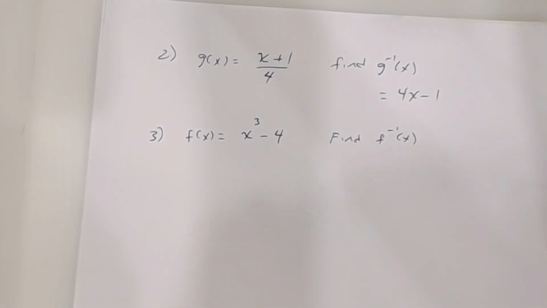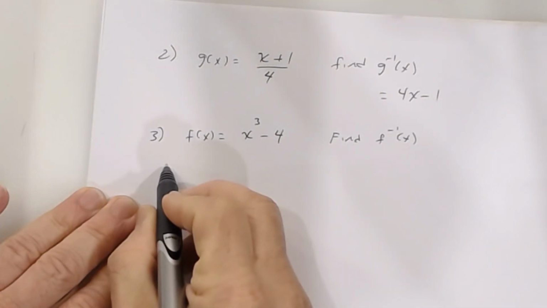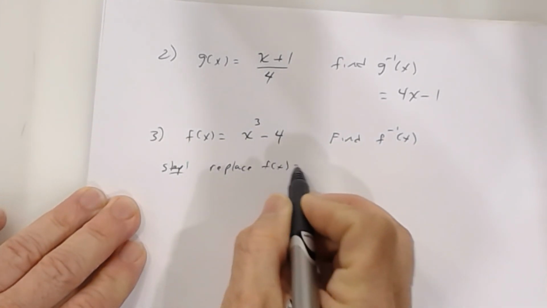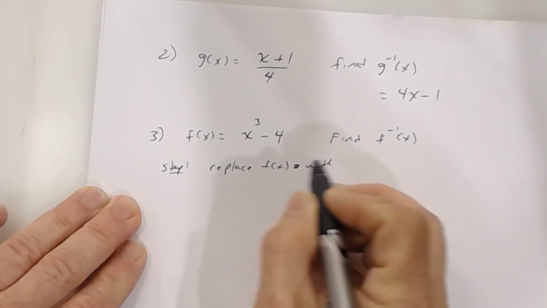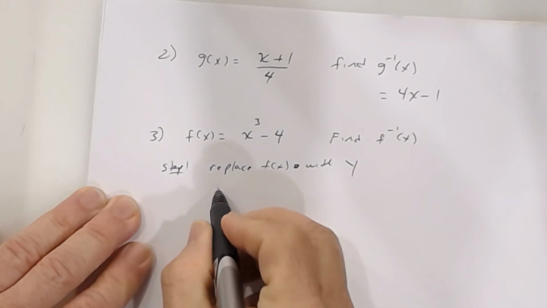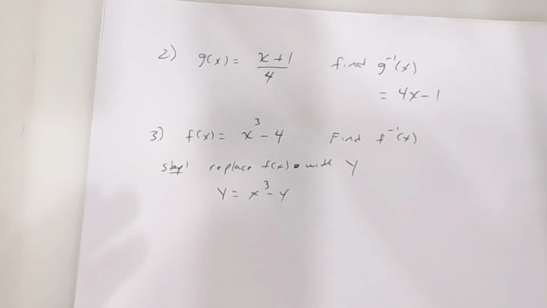Okay, so step 1. Replace f of x. Now remember, f of x means the same thing as what letter? Y. So replace f of x with y. So we get y equal x cubed minus 4. All right, and then a while ago, we talked about the line of symmetry y equals x. And we stated x becomes y and y becomes x. So that's where we use that idea here.